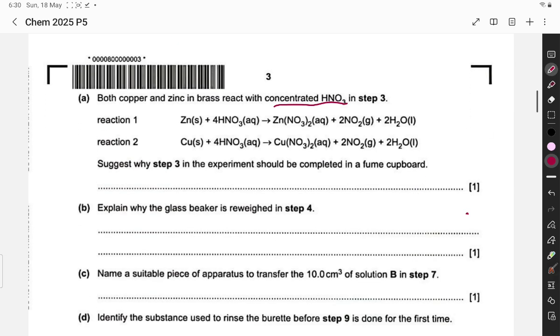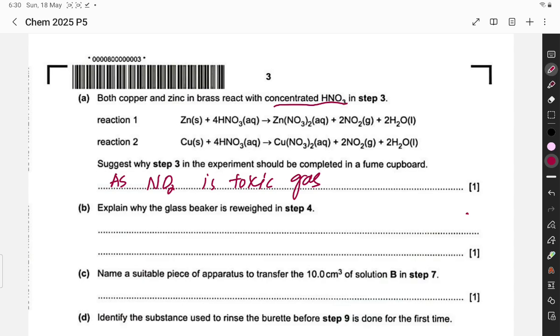Suggest why step 3 in the experiment should be completed in the fume cupboard. Nitrogen dioxide is a toxic gas, so that's why the reaction should be completed in a fume cupboard.